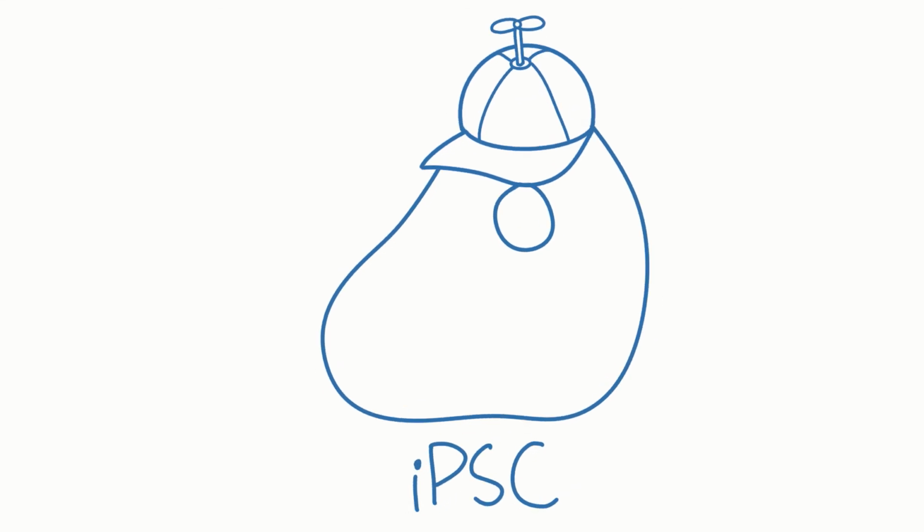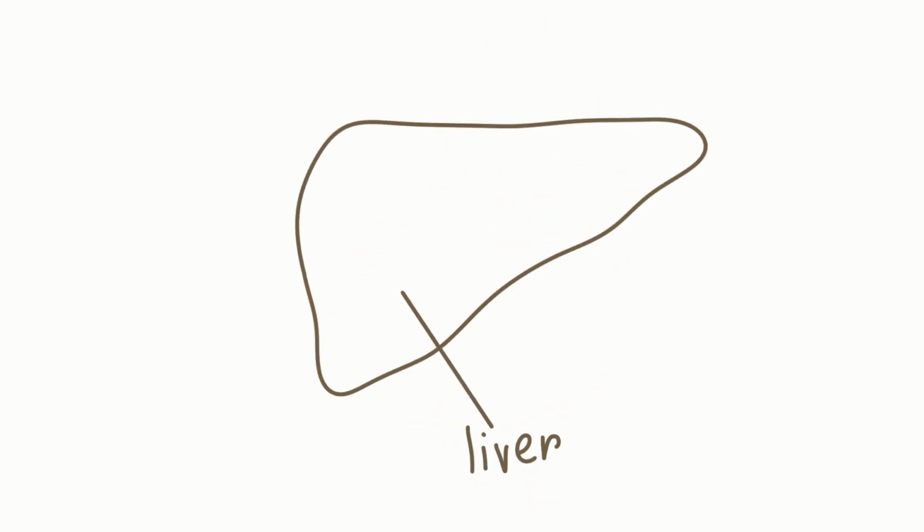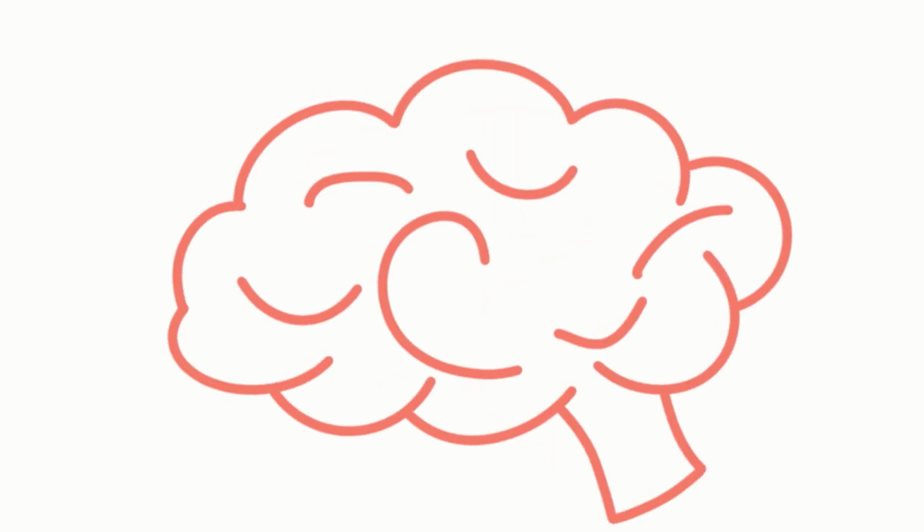iPSC are a breakthrough in biology as they can potentially be used in regenerative medicine like synthesizing human organs in a laboratory for organ transplant and even treating Parkinson's disease. They are also suitable for research purposes because of the ethical concerns surrounding embryonic stem cells.